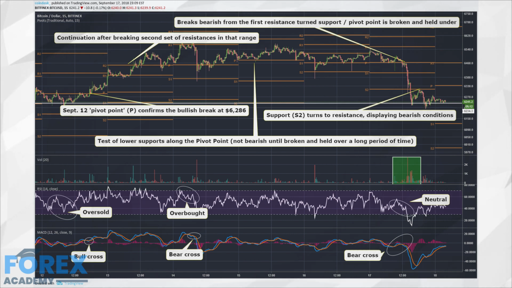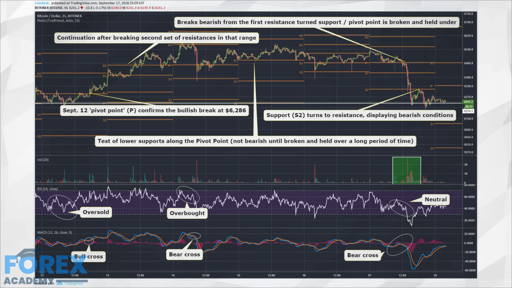This example shows a Bitcoin chart with resistance levels marked R1 and R2, and support levels marked S1 and S2. The pivot point is marked as P. Some traders can use up to 4 resistance and support levels. The first example shows that the pivot point acted as a threshold for prices to go bullish for a continuation, therefore confirming the legitimacy of the move from $6,285.